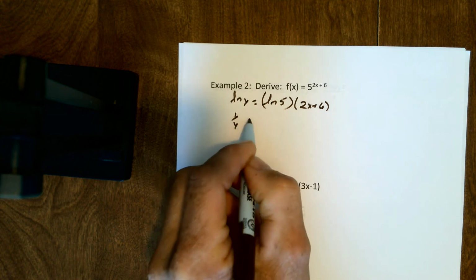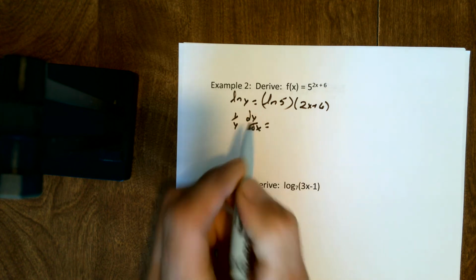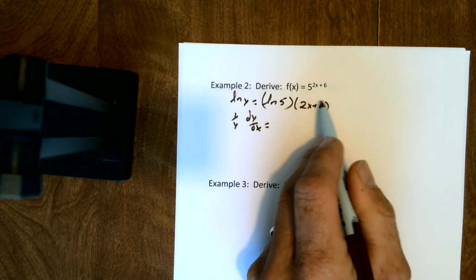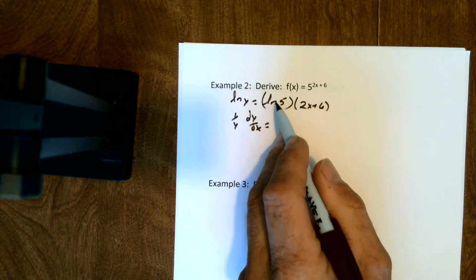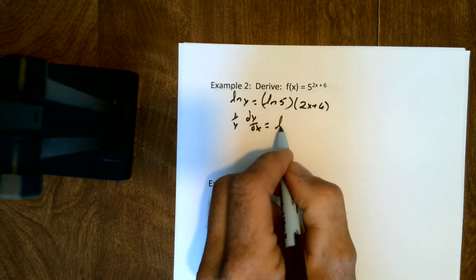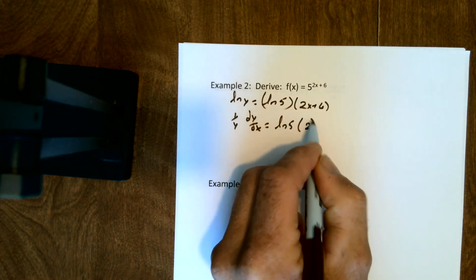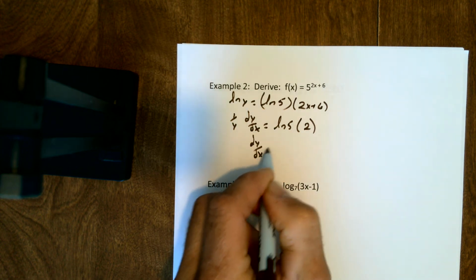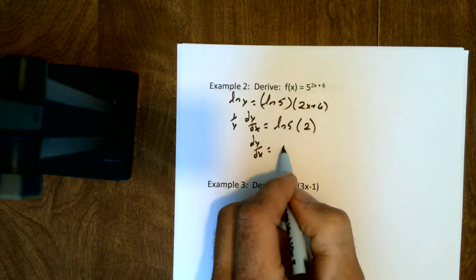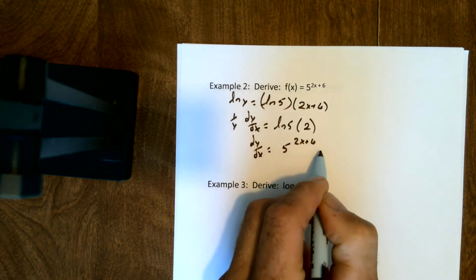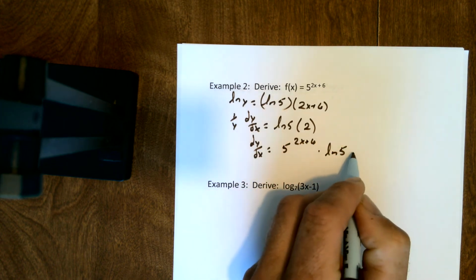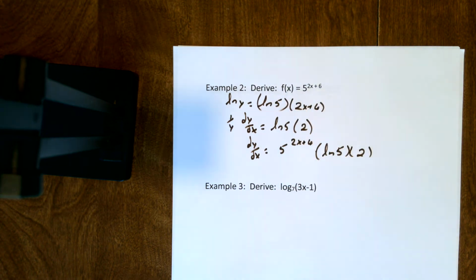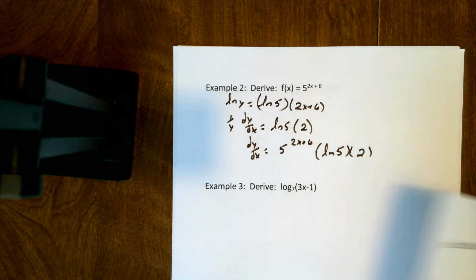Our derivative, so we have 1 over y dy dx, is going to equal the derivative here. Well, we have natural log of 5, that's a constant, so we're just looking at the derivative of 2x plus 6 times that natural log of 5. So we have the natural log of 5 times 2. If I multiply my y over, dy dx is going to equal my y, which is 5 to the 2x plus 6, times the natural log of 5 times 2. And we'll put it in parentheses there. And again, it goes with that rule.